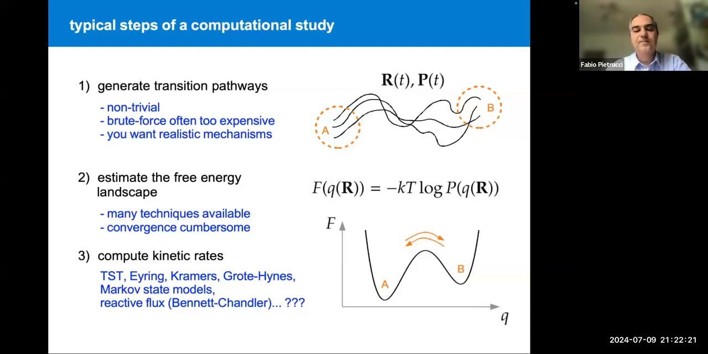A second step, once you have transition pathways, consists in trying to estimate free energy landscapes. I didn't define it yet, but the free energy landscape is actually a very simple concept. It's the same thing as the probability landscape. If you choose, as I said before, an order parameter, we can call it Q. For graphite to diamond, you can think of the average number of chemical bonds for each atom. So 3 is graphite and 4 is diamond, and something in between is the transition.